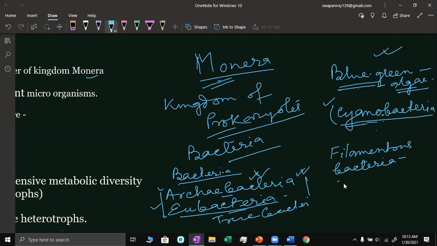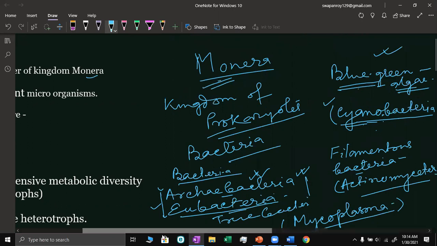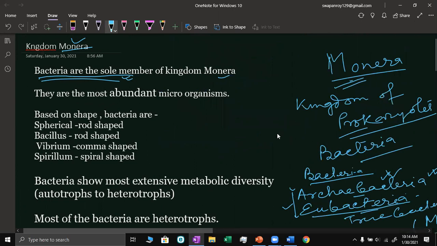These are the Actinomycetes, one group of organisms called Actinomycetes. So these Actinomycetes or the filamentous bacteria also are included, and the smallest living organism, Mycoplasma, is there. So in this bacteria group, we get the maximum diversity. As a group, in bacteria we get maximum diversity.